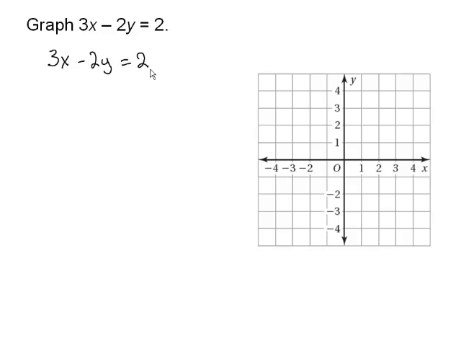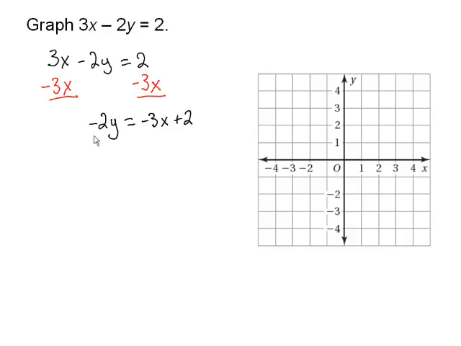To write this equation in slope-intercept form, we need to get the variable y by itself. So first subtract 3x from each side. 3x minus 2y is negative 2y. 2 and minus 3x are unlike terms, so they cannot be combined. We have negative 3x plus 2 on the right.